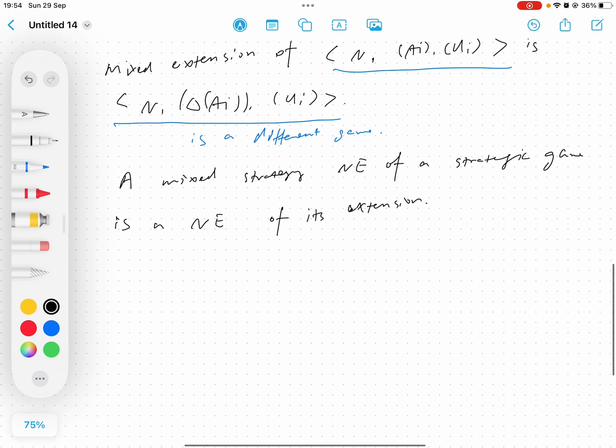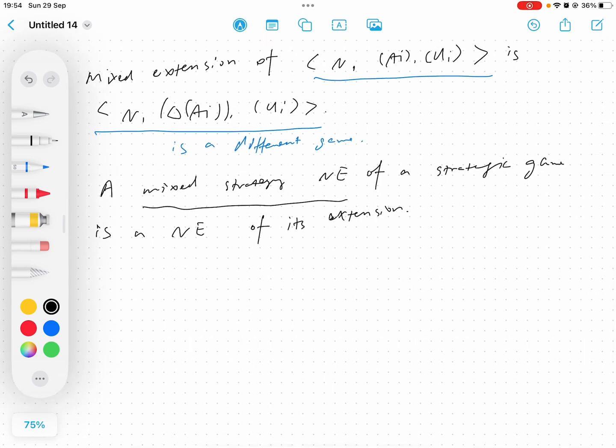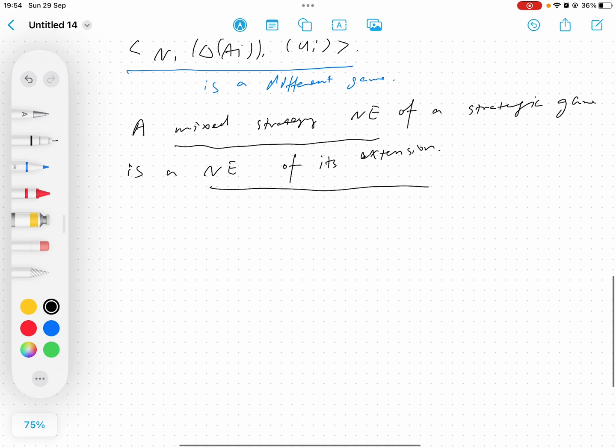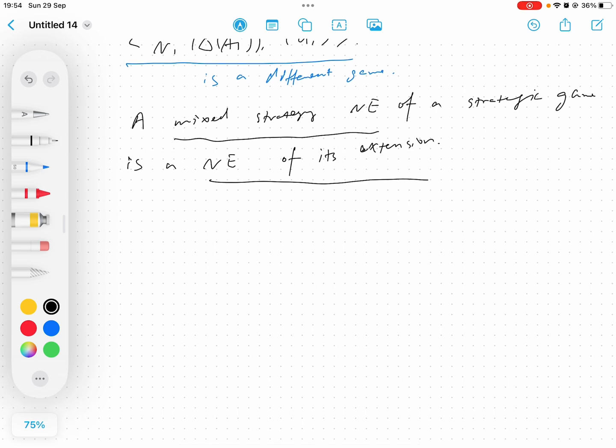So namely, this mixed strategy Nash equilibrium is just a solution concept for a different kind of game. The mixed strategy Nash equilibrium of a strategy game is just a Nash equilibrium of its extension. Extension, okay, not extended. That's another thing later. So in this new game, the strategies are mixed, right?